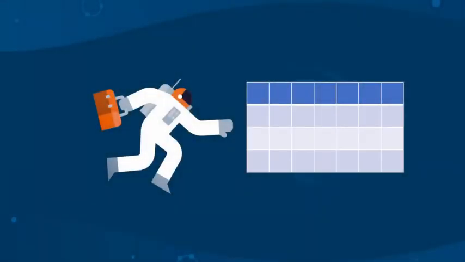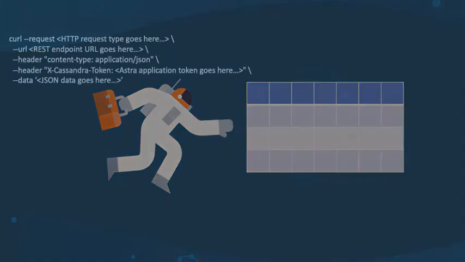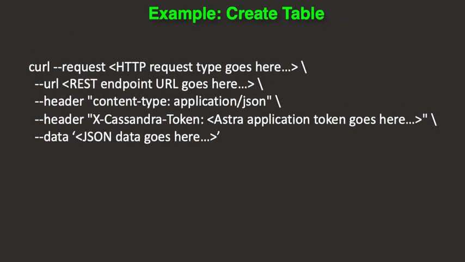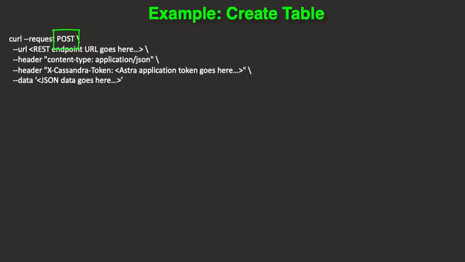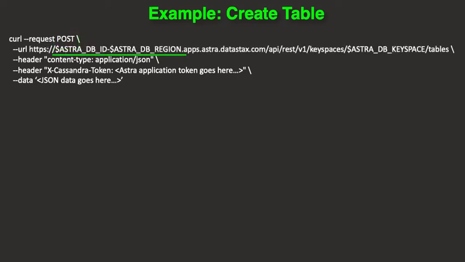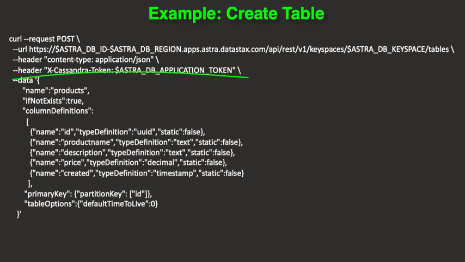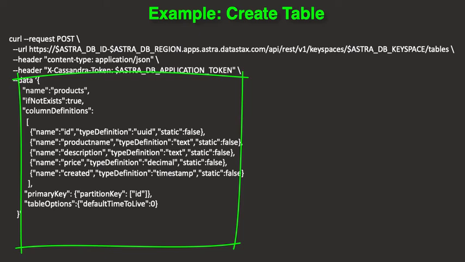Now, we're ready to start using the API to create a table. There are four parts to our curl REST command: the HTTP operation type, the REST URL endpoint, the headers, and any associated JSON. We'll use an HTTP POST command to create a table. We construct the URL endpoints as follows, using the environment variables we set up with the export commands. We'll place the token in the headers using the variable we set up. Finally, we use JSON to describe the table we're constructing.